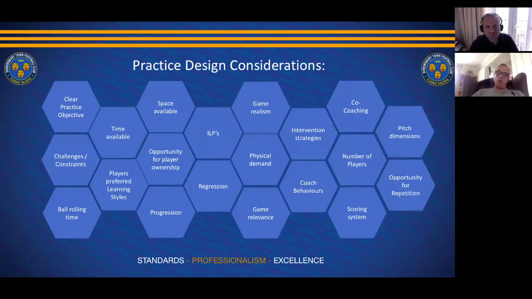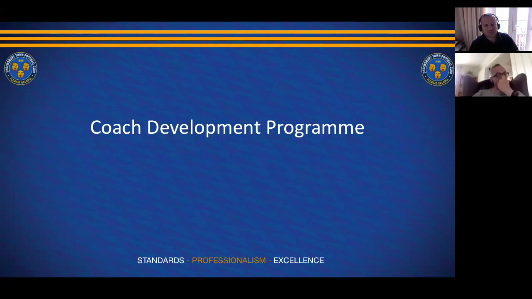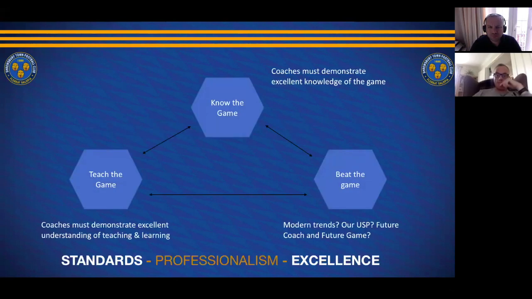I'm going to jump into some of the bits linked to what we've talked about. So we've got 3 core bits of our coach development program, and those are the 3. So we talk about our coaches need to know the game to be effective. They need to then be good at teaching the game, and they also need to be thinking about how they can beat the game. So what's coming next? So not just thinking about where we're at this week, this month, but where's it going? So what's the bigger picture looking like?